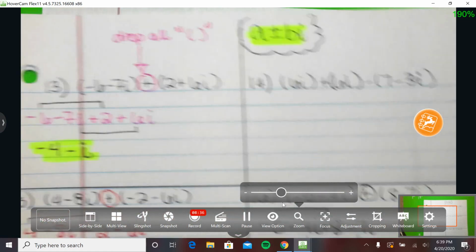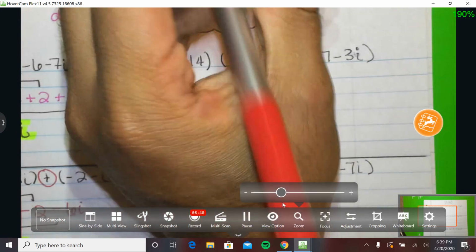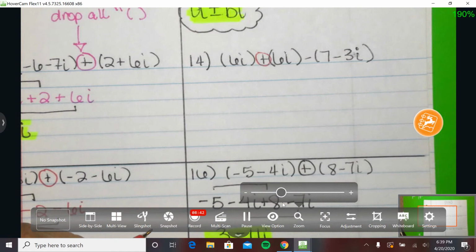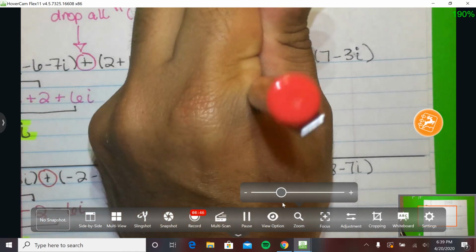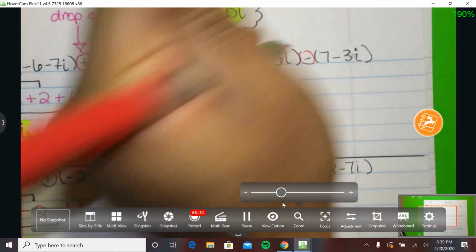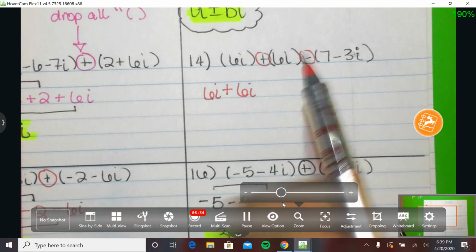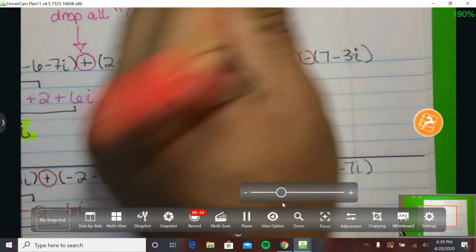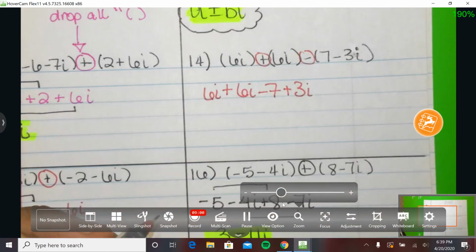And then the last one, which is a combo. Remember the rules. If you see an addition between those two, drop the parentheses. So 6i plus 6i. Then, what happens when you see a subtraction? You change everything behind it to its opposite signage. So this positive 7 will become a negative 7. This negative 3i will become a positive 3i. Combine your like terms.